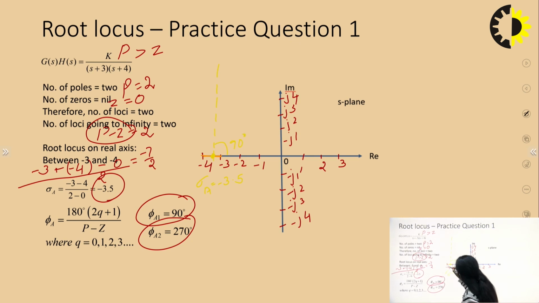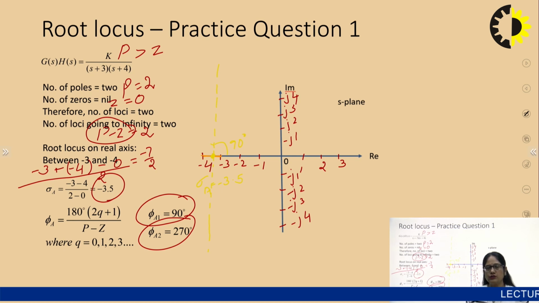and since this angle is 270 degree, so we will get the two asymptotes as this. Now, to plot the root locus, we also have to find the breakaway point. To find the breakaway point, because the root locus starts from an open loop pole and ends at an open loop zero, or it will end at infinity.